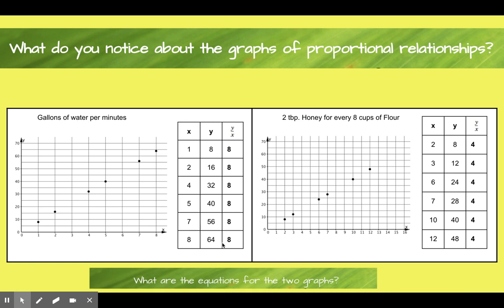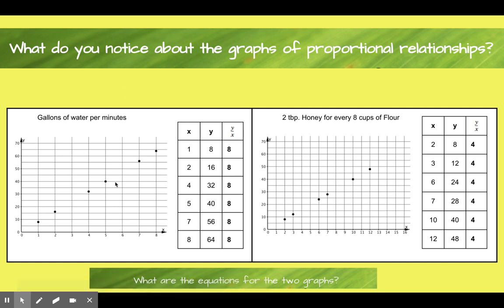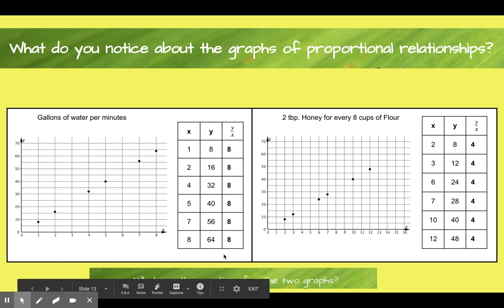So really quickly, what are the equations for these two graphs? Remember, we want an equation that's of the form y equals kx. So all we're going to do is replace k with the constant proportionality. So the first one, if I write something in the form y equals kx, the constant of proportionality is 8. So my equation would be y equals 8x.